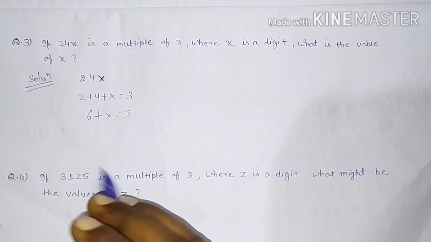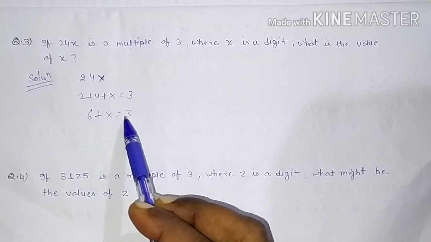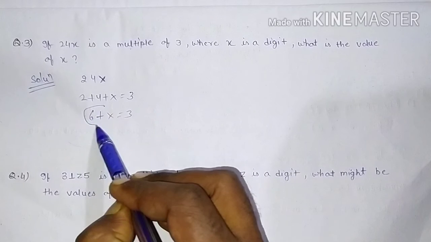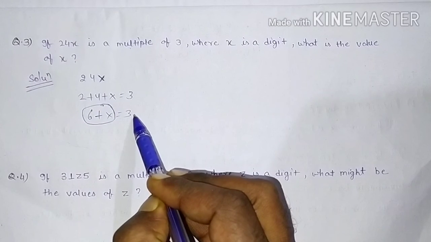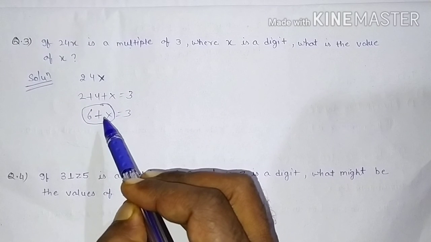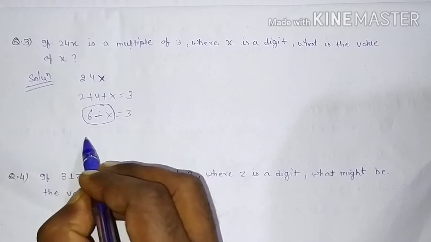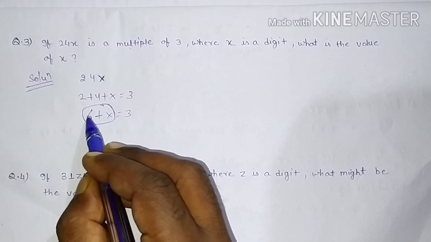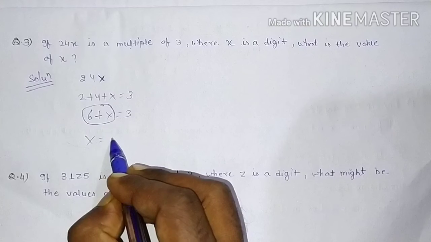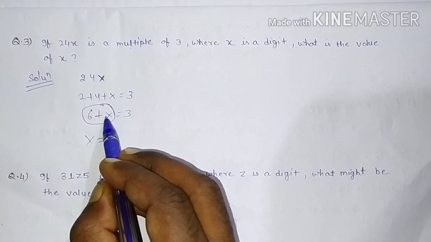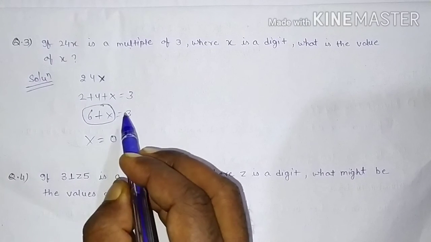So 6 plus x equals 3, or 6 plus x equals a multiple of 3. So this number should be a multiple of 3. We can say here that x equals, it may be 0, since 6 plus 0 is 6. So the value of x may be 0. So 6 plus 0 equals 6, so it is a multiple.